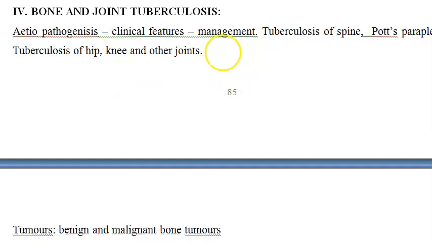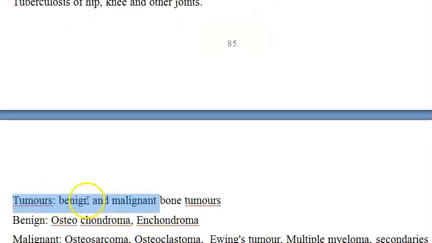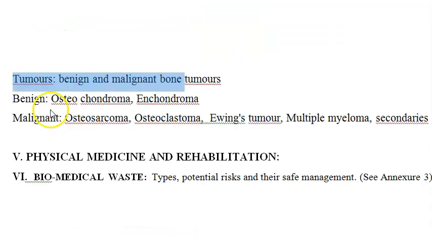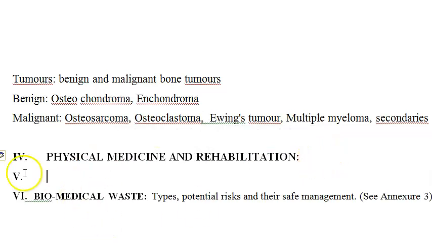Then as usual, we have to cover what? Tumors. All the benign and malignant bone tumors. So what is this? Osteochondroma, enchondroma, malignant, you can have osteosarcoma, osteoclastoma, Ewing's tumor, multiple myeloma. Multiple myeloma affects what? Bone marrow, isn't it? Myelo. Then secondaries. Okay, then rehabilitation, physical medicine. Then lastly, always in all subjects, they'll put in biomedical waste.